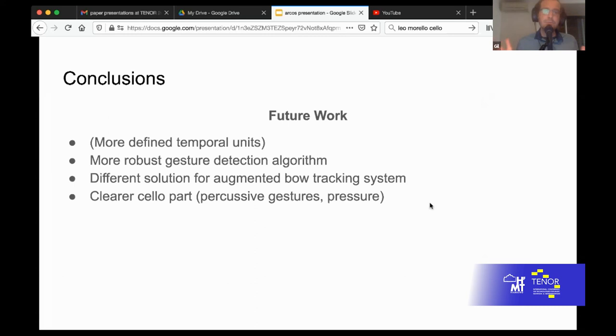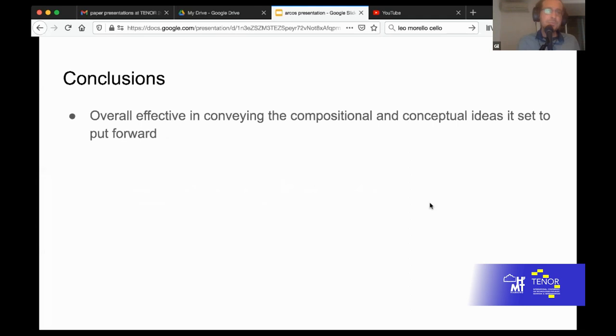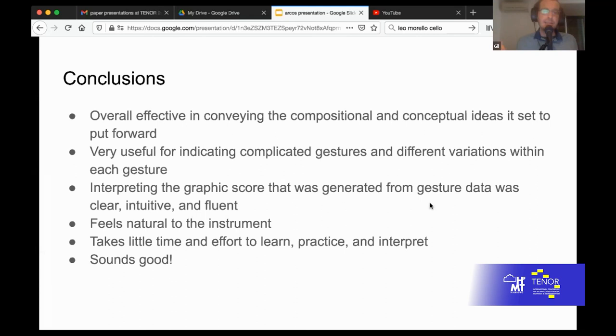So the solution would be to make a better tracking system. The performer could see it farther away from the computer, and the audience can see both the interface and the actions. There were some issues with the cello part too, showing the pressure, differentiating between percussive gestures. That's future work. But overall, the piece was effective, and it did work the way it was intended, and it also sounded good.